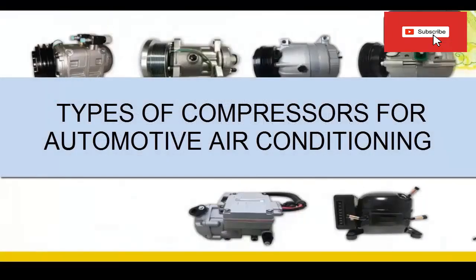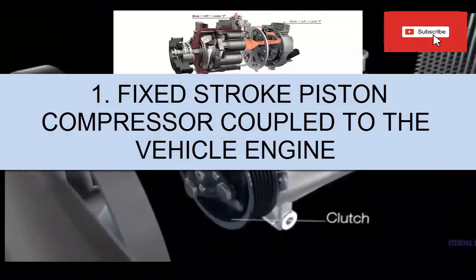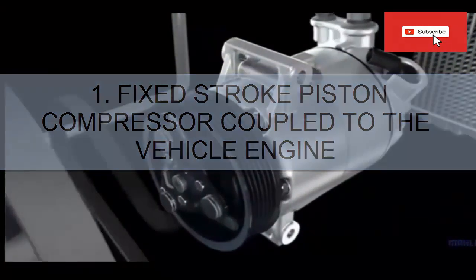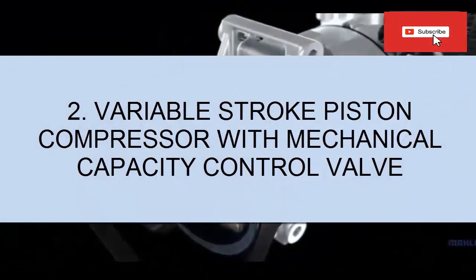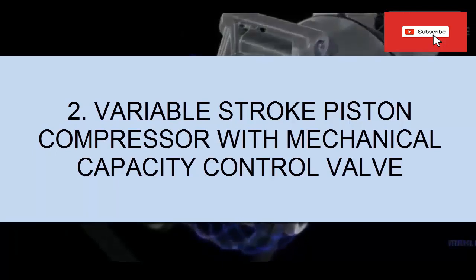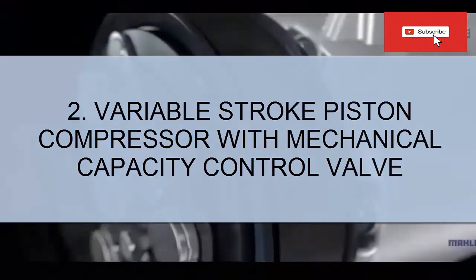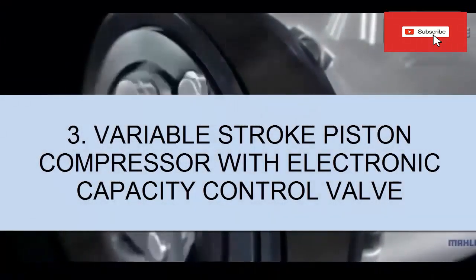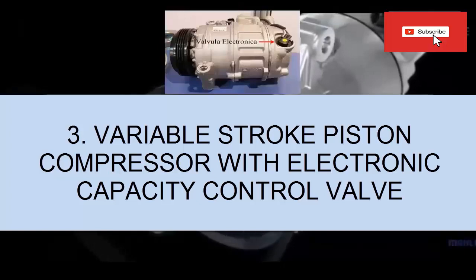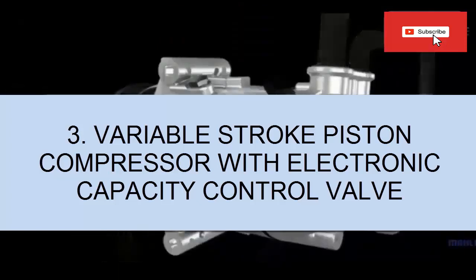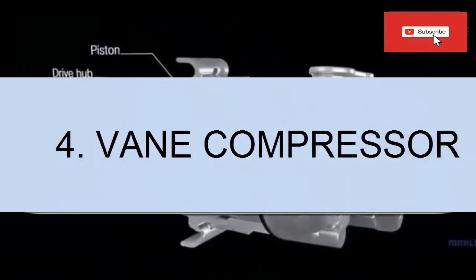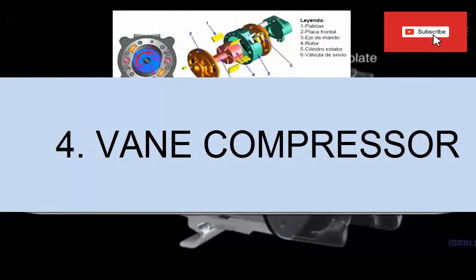The types of automotive air conditioning compressors are: 1. Automotive compressor with fixed stroke piston with clutch coupled to the vehicle's engine. 2. Automotive variable stroke piston compressor with clutch coupled to the vehicle engine with mechanical capacity control valve. 3. Automotive variable stroke piston compressor coupled to the vehicle engine without clutch with electronic capacity control valve. 4. Automotive vane compressor with clutch coupled to the vehicle's engine.